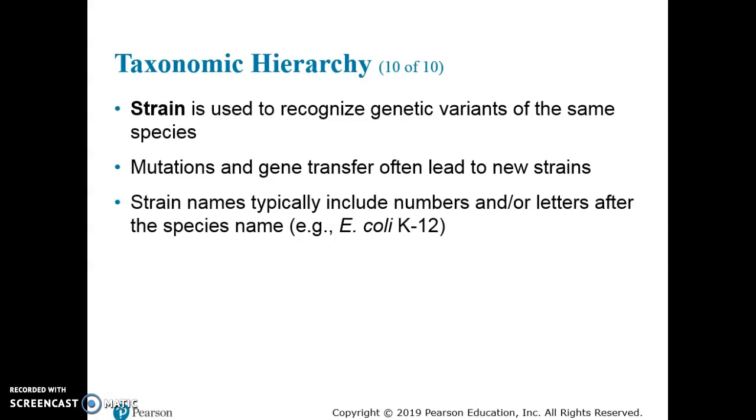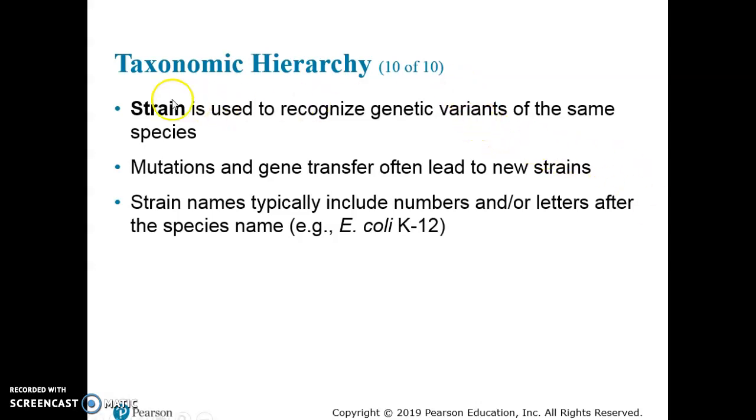Now there's also the strain. So you have the genus and species, as seen here, E. coli. But there are also strains used to recognize genetic variants of the same species. And in the news, when you hear about E. coli outbreaks, that's usually referring to E. coli O157. And that O157 is a specific strain that has a particular genetic makeup of the O antigen. A lot of information there, but there are a lot of strains out there. Sometimes the strains are pathogenic, sometimes they are not.